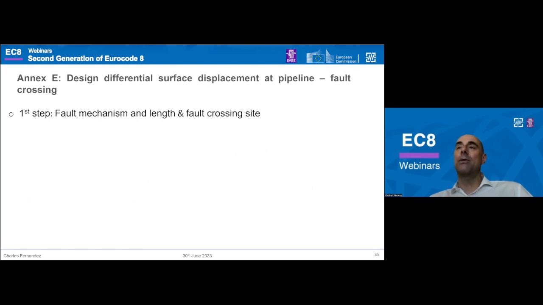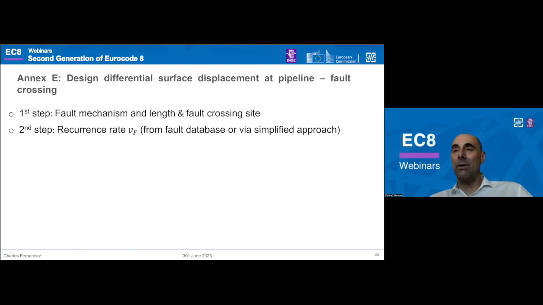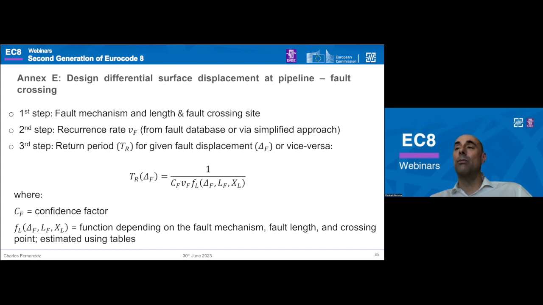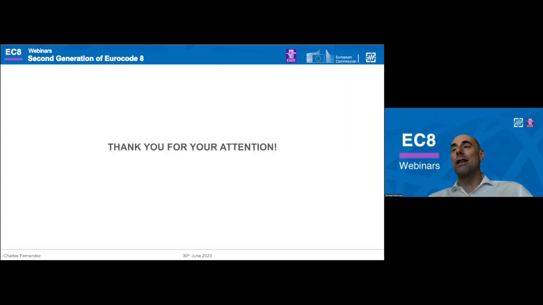So here are the steps. First we have to identify the fault mechanism, then the length and fault crossing side, then the recurrence rate, which can be taken from a database. And then a really important step, we can recalculate the return period for a given fault displacement, or vice versa. And then it can be easily applied in our design concept. So this was more or less the story about the above ground and buried pipelines.